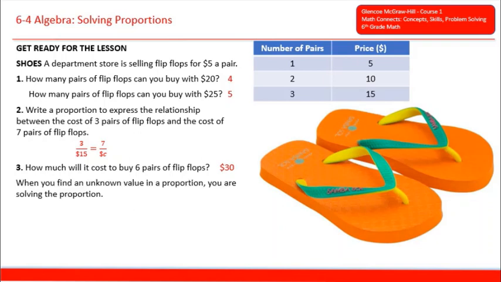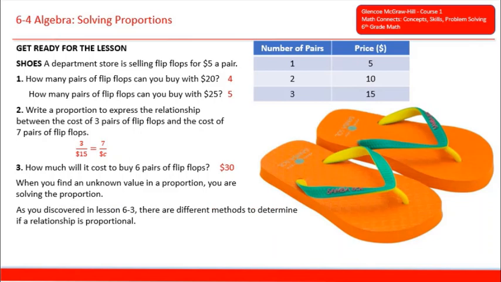When you find an unknown value in a proportion, you are solving the proportion. As you discovered in lesson 6-3, there are different methods to determine if a relationship is proportional. You can use these same methods to solve a proportion.